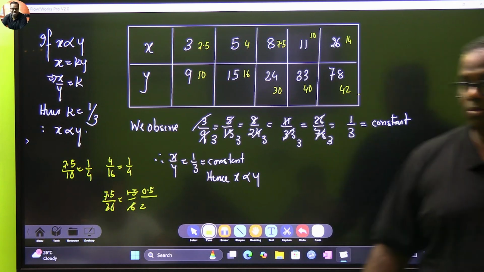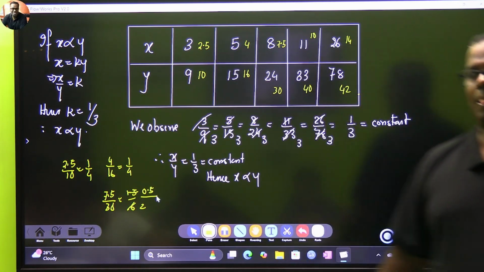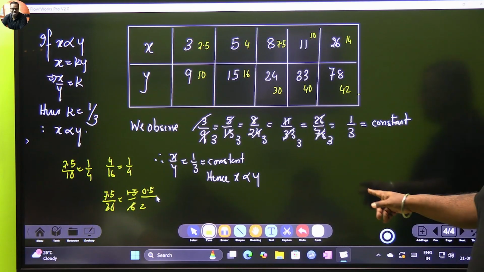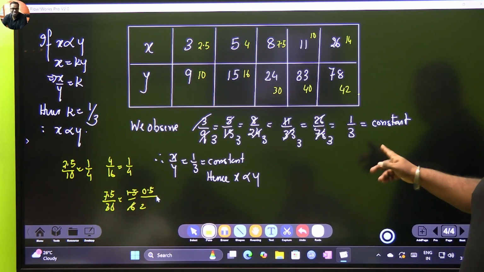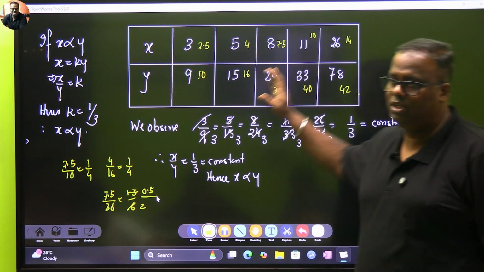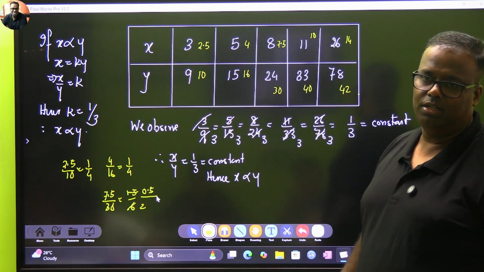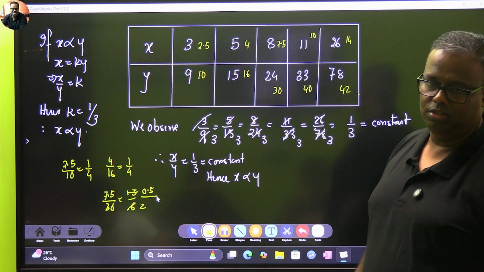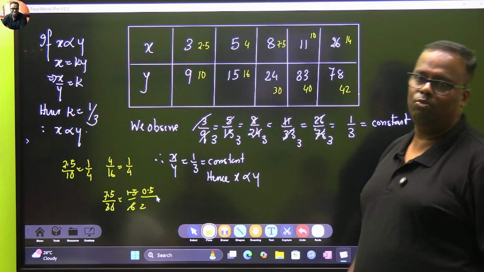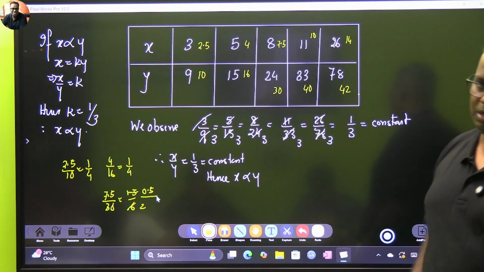I want you to go into the word problems as quickly as possible. Did you understand this logic? Did you understand or not? Even if one of the ratios fails to be equivalent with the other, the whole thing is gone. It's like putting one drop of acid in milk. The whole milk is spoiled.